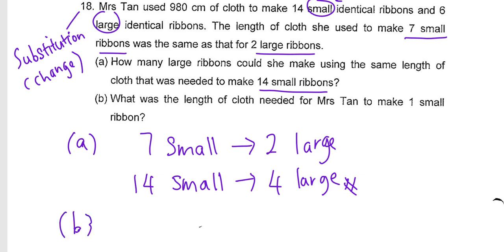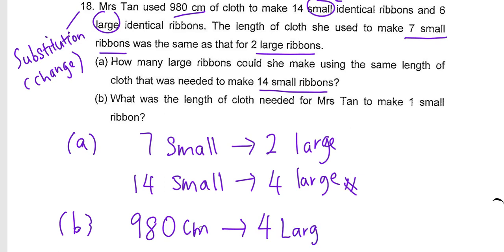Now we move on to part B. Now part B is going to be a little tricky. Now the story says this. Your 980 centimeters of cloth is able to make 2 types of ribbon, a small and a large. Sounds very confusing. Alright, so what I'm going to do is, substitution tells me, why don't I change all the small ribbons to become as though they are large ribbons. So the 980 centimeters of cloth allows me to make 14 small, which is the same as 4 large. And it also allows me to make 6 large ones.